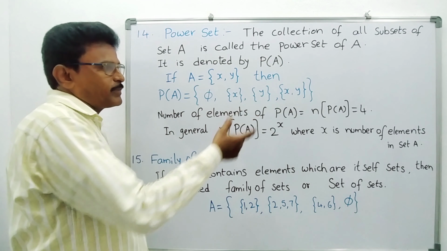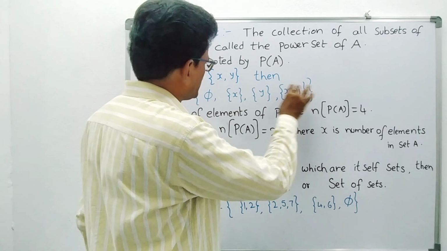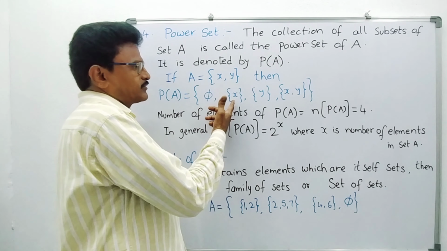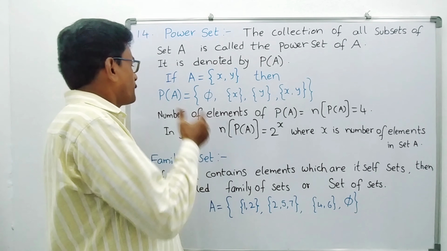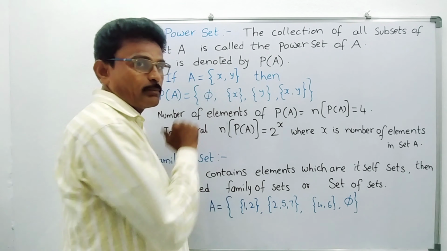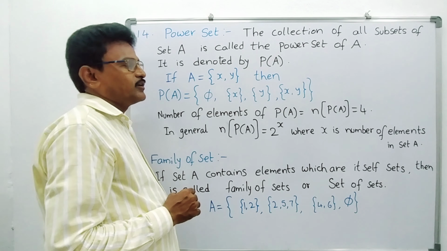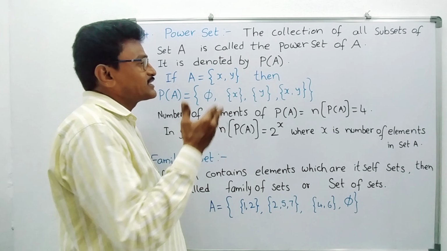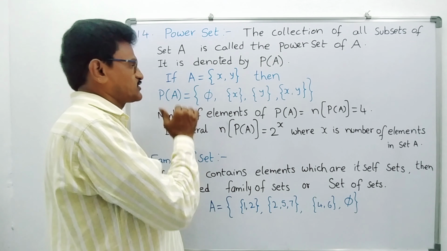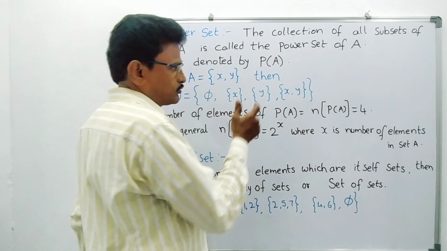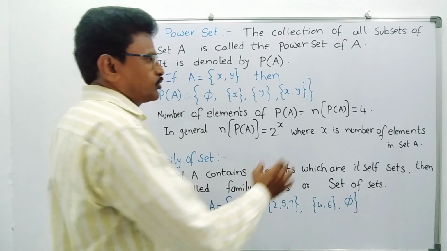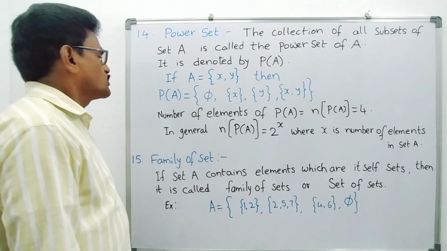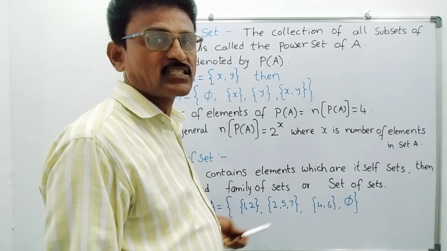Now, number of elements of the power set of A. How many elements are there in the power set of A? Here, actually pi is one set. This one is also one set. This one is also a set. But the power set of A means these are elements in this power set. Each set is an element in this. That's why we can count the sets only. Pi, 1, 2, 3, 4. So the number of elements in power set A is 4.